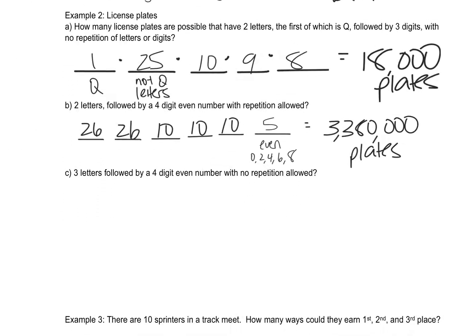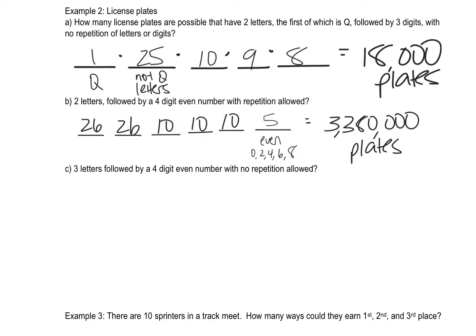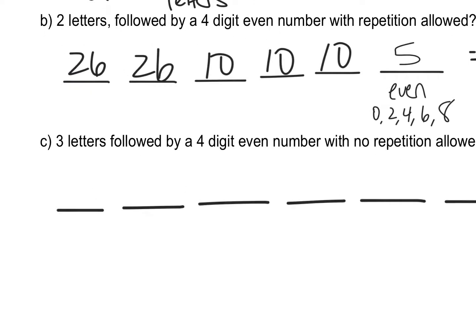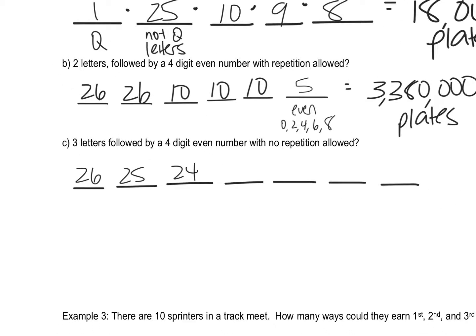Okay, so another one, 3 letters followed by a 4-digit even number, no repetition. So okay. 3 letters, 1, 2, 3, followed by a 4-digit number. So 3 letters, no repetition. So starting with letters, 26, then 25, then 24, because I'm not allowed to repeat letters, and there are 26 letters in the alphabet. 4-digit even number, no repetition.